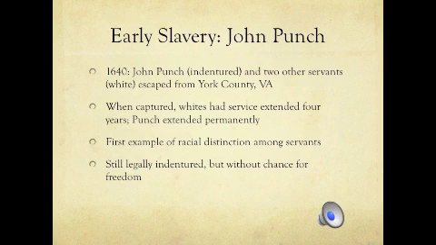This case of John Punch is really interesting and important because 3 guys escaped from their indenture. 2 were white, 1 was black. They were all 3 captured. And when they were captured, the white guys who had escaped with him had their indentured servitude extended by 4 years. John Punch, the African guy, had his indenture extended permanently. Historians see that this is the first time in American history that servitude was distinguished by race. So you had the 2 white guys getting 4 extra years, and the black guy who had done the same thing had his servitude extended for life.